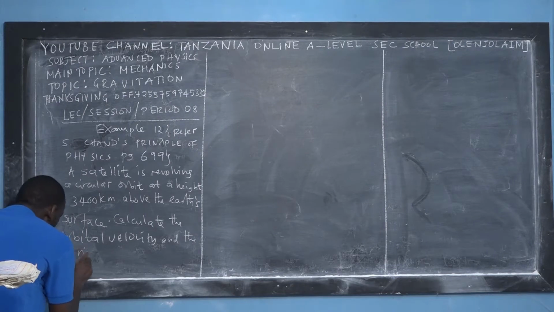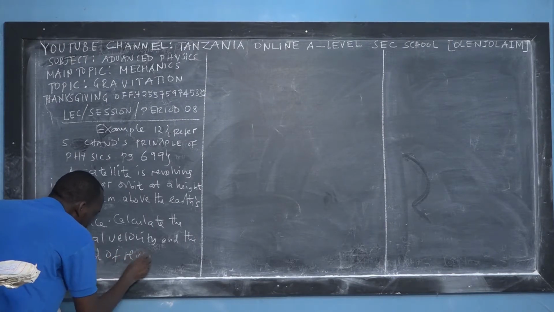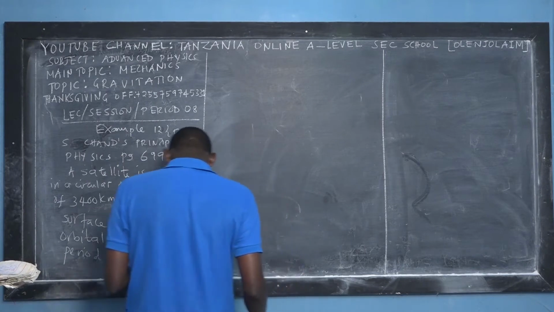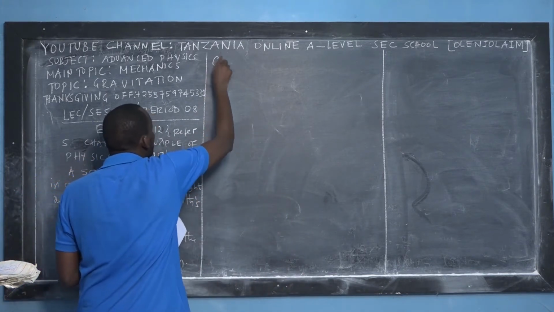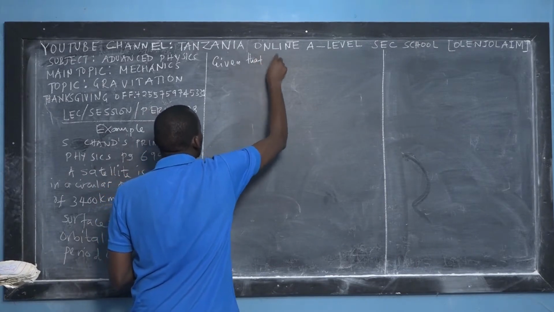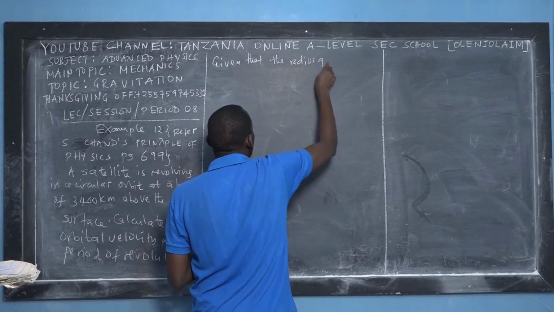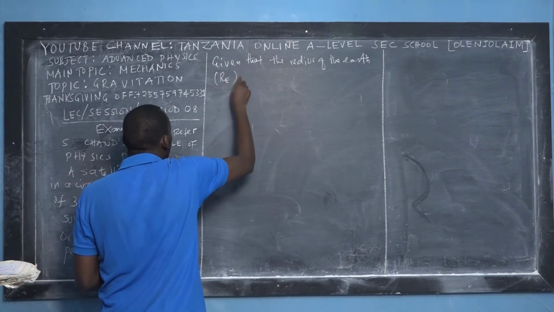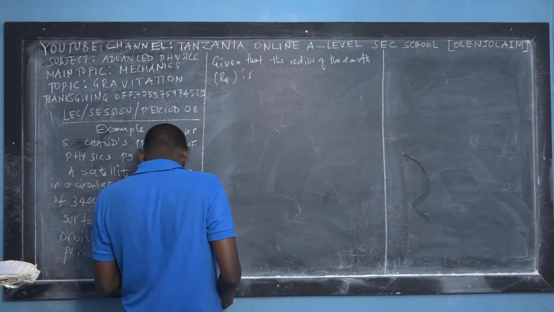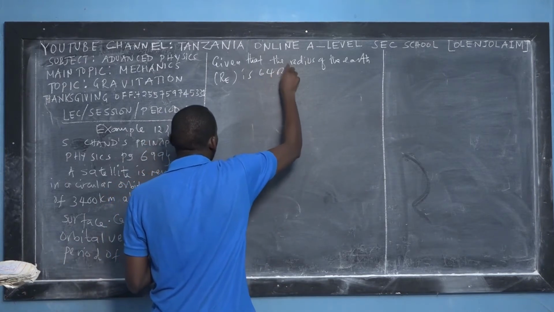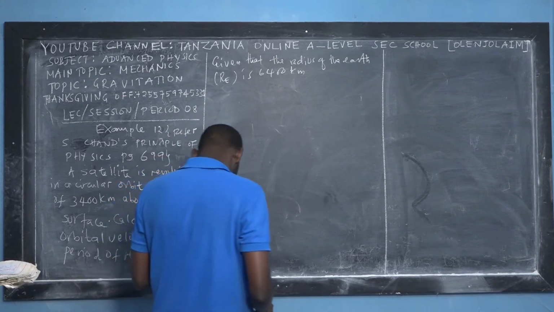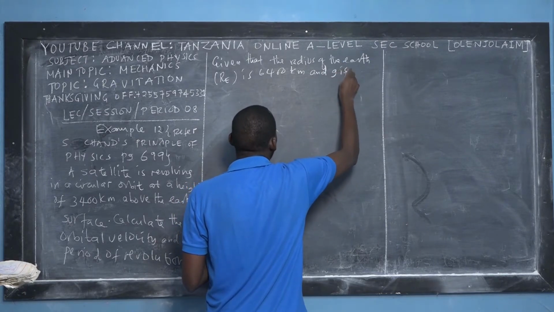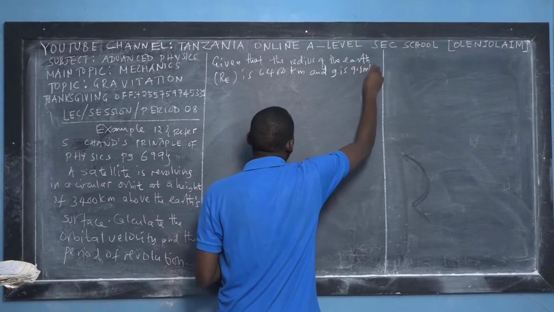Given that the radius of the Earth, R_E, is 6,400 kilometers, and the acceleration due to gravity is 9.8 meters per second squared.